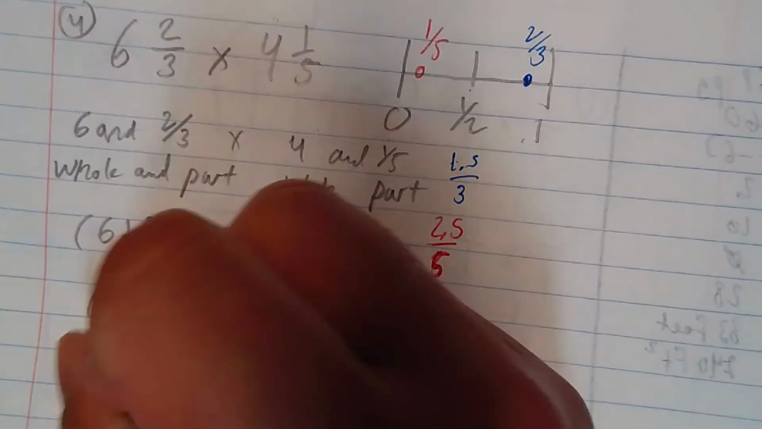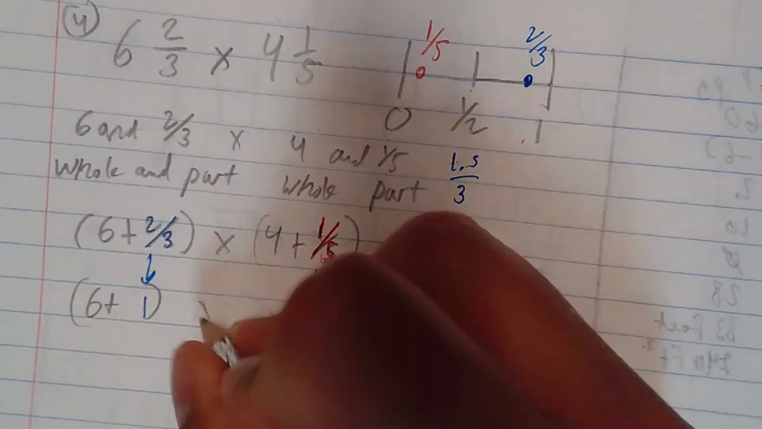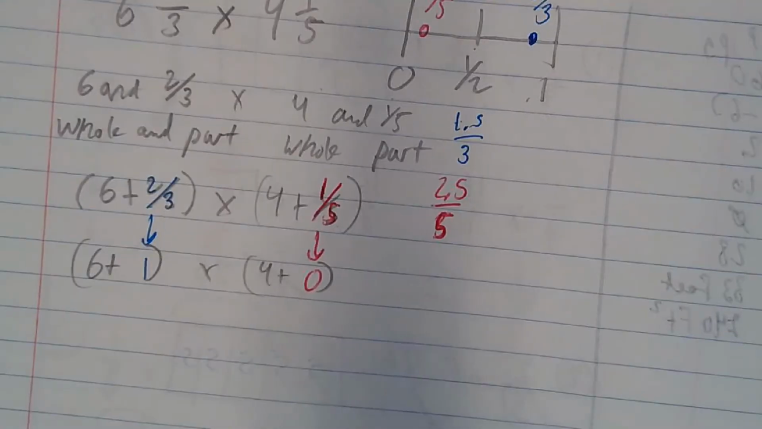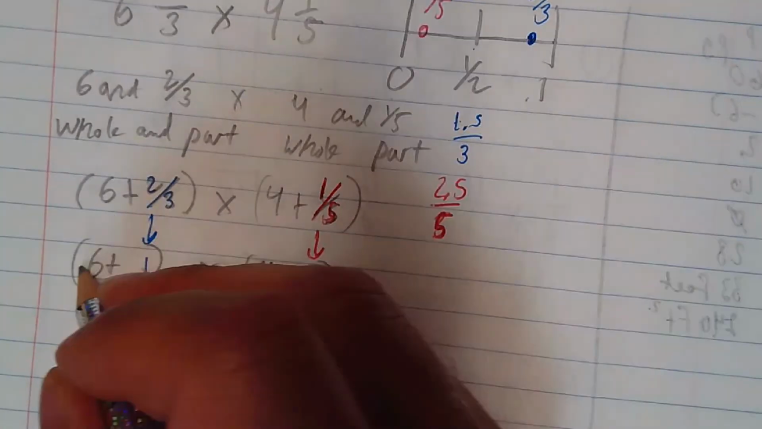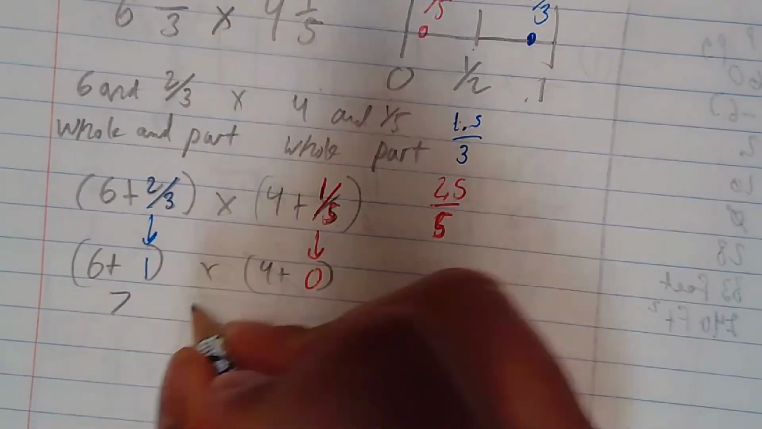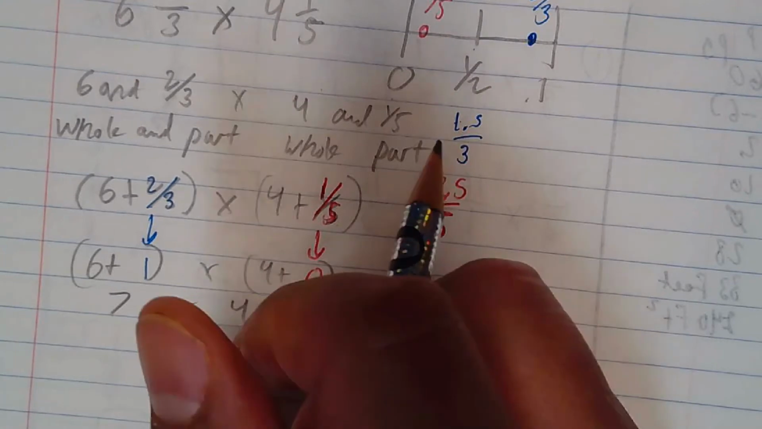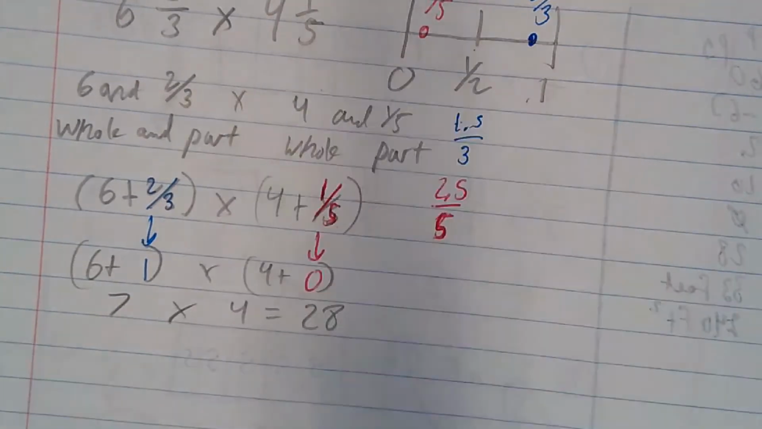But here we go. 6 plus 1 times 4 plus 0. PEMDAS, please excuse my dear Aunt Sally, do parentheses first. Left to right. 6 plus 1 is 7. 4 plus 0 is 4. 7 times 4 is 28. And that's why number 4 is 28.